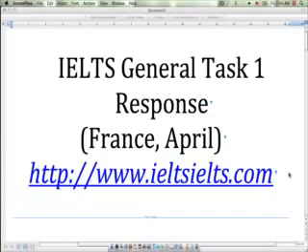Today we are looking at a question that was seen on the Task 1 portion of the general exam in France last month in April.